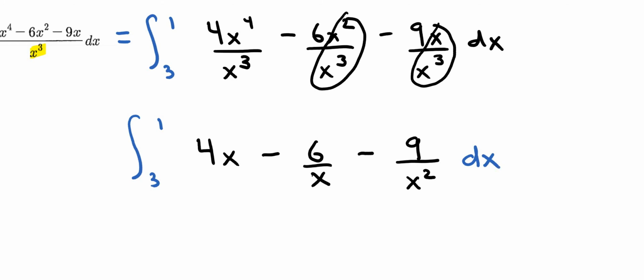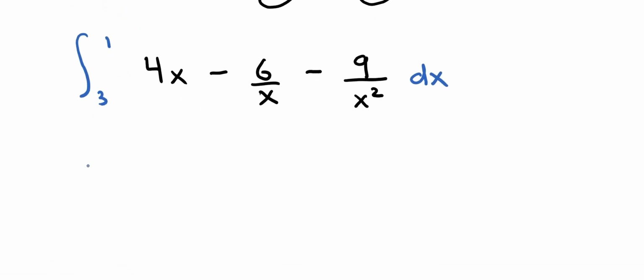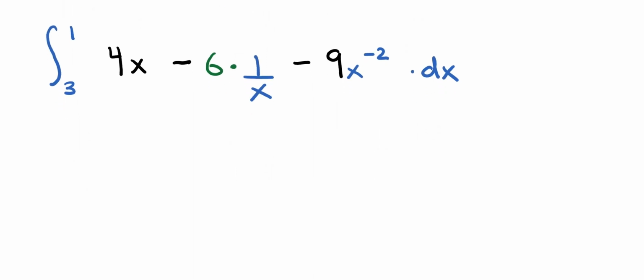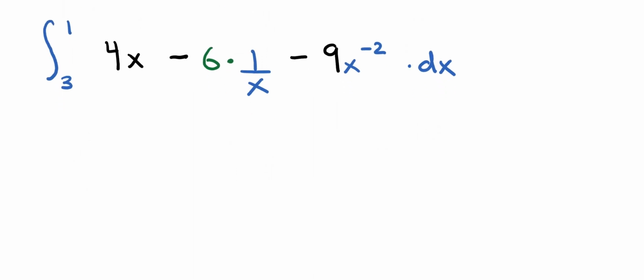All right, so after we simplify this, let's take one extra step here to write this in terms of a power if I can. So that's going from 3 to 1, and now I have 4x minus. Now this fraction here, I'm going to write that as 6 times 1 over x. And then I'll write this as minus 9x to the power of negative 2 times dx. Okay, so there is my simplified version here, and once I have my original problem written in this format, I can find the antiderivative a lot easier.